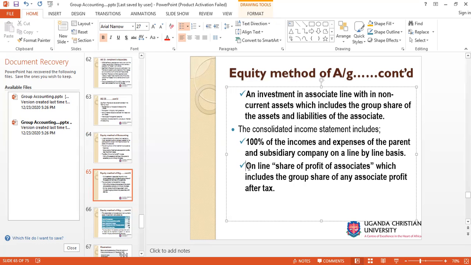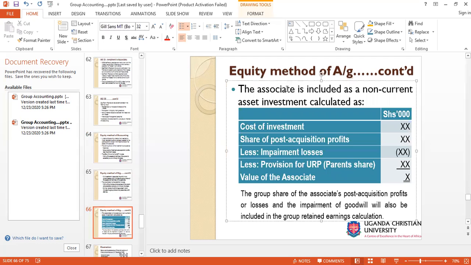But for the associate, you also create a separate line for share of profit of associate in the income statement. This will include the group share of any associate profit after tax. So if the associate has made profits during that period, then the group or the parent will have a share, and that is the share you are creating a line for in the income statement.